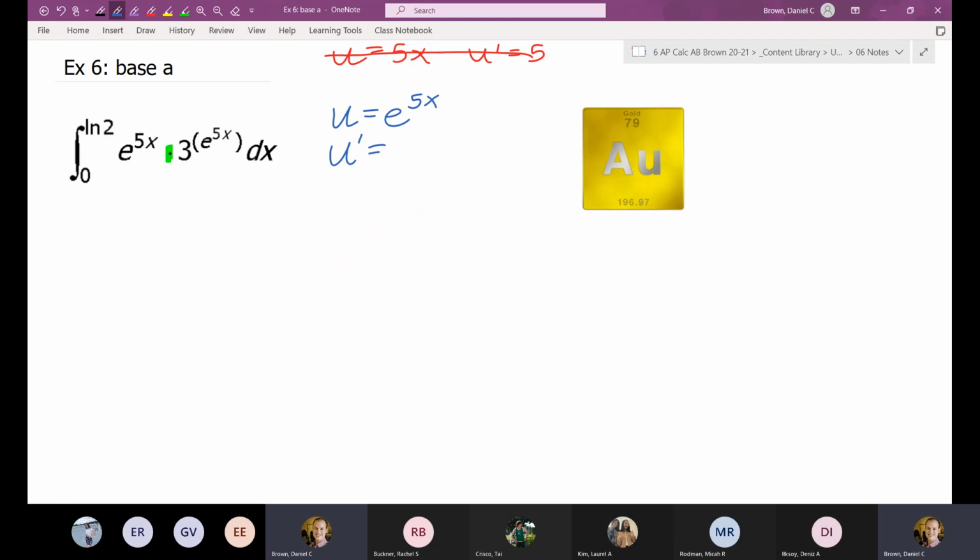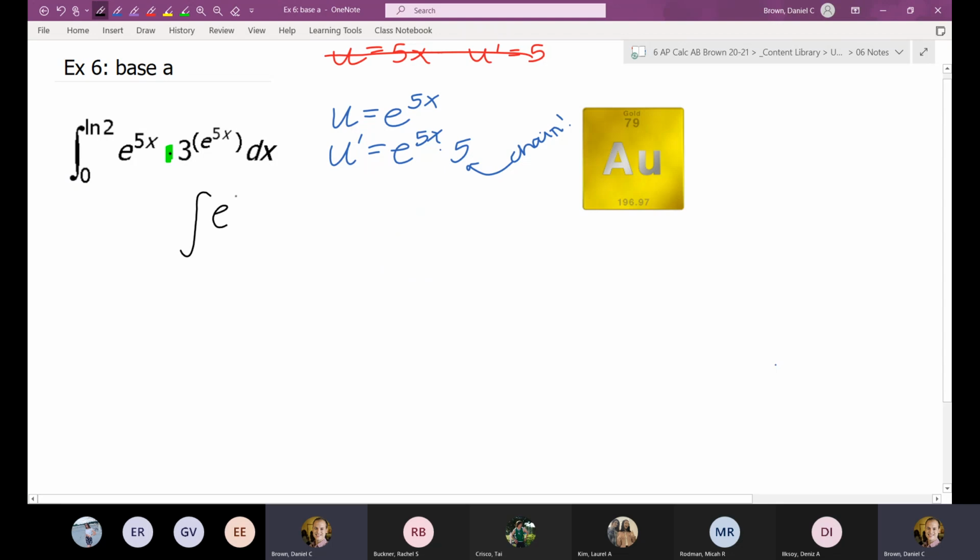Chain rule. That's e to the 5x. We want to make sure we do our chain rule. The derivative of e to the u is just e to the u times the derivative of the exponent. And again, that came from the chain rule. And now we can go ahead and do our u substitution. Again, I'm going to ignore those numbers for now.